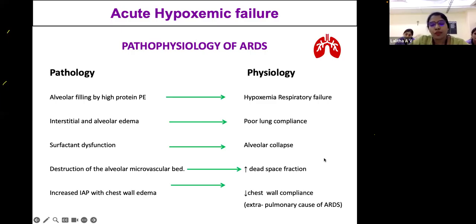These patients will have hypoxemia. Sometimes in case of extrapulmonary ARDS, with abdominal pressure in obesity or in a child with pleural effusion, they can have decreased chest wall compliance as well. So that's a very rare component.